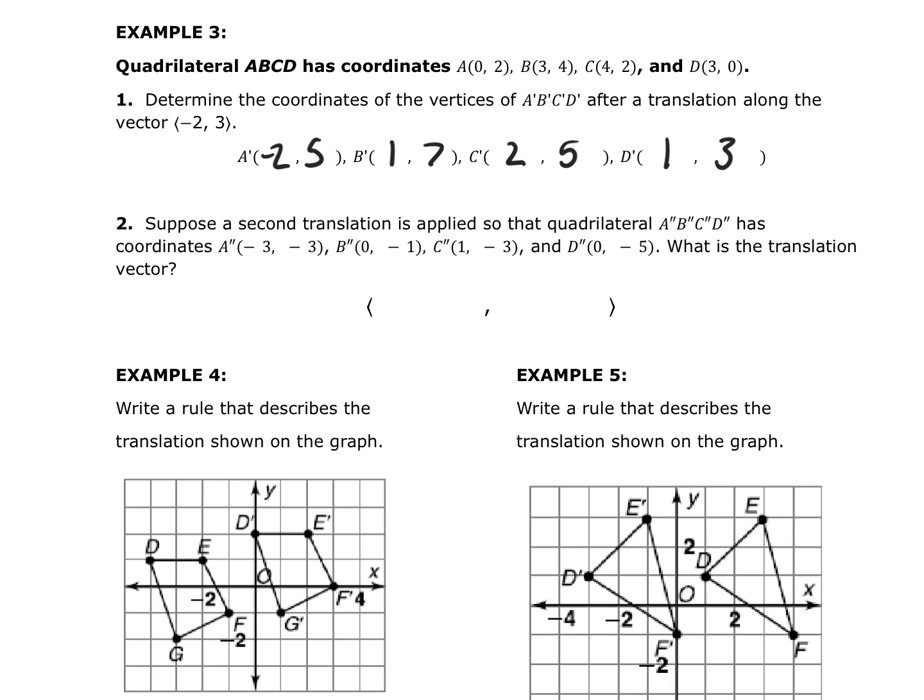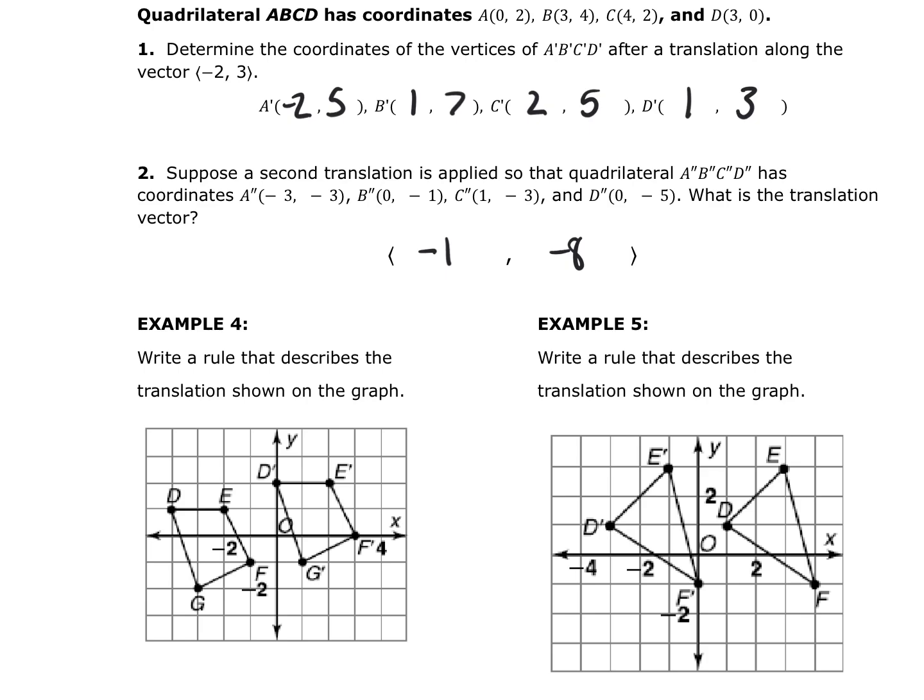All right, so we're trying to figure out what translation happened to go from the points of A prime to A double prime, from B prime to B double prime, so on and so forth. All right, so we can pick any of those. So let's go with B. B prime's at 1, 7, and now we're going to 0, -1. So in the x, we go down 1. So we subtract 1. And then in the y, we start at 7, we end up at -1. Well, 7 minus what equals -1? That is -8. So we're subtracting 8 there. So our translation vector is -1, -8.